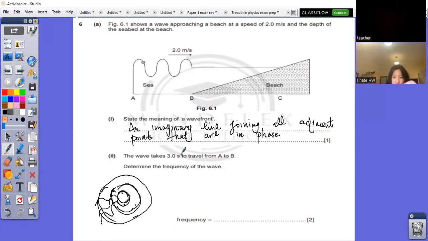Is it 1.5? So you get 1.5 for that one? Yeah. Not quite. Is it 1/3? So you started off with the formula? Good. And so you rearrange this. So what do we know? How did you work out? So it says approaching a beach at a speed of 2 meters per second. So you know this is 2 meters per second. And what's the wavelength? 6. Is it 6? Let's see, are we missing some information here?